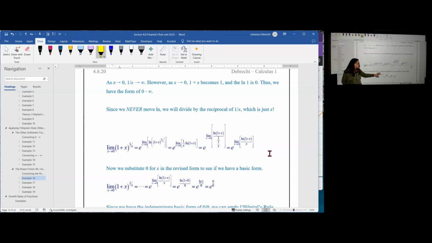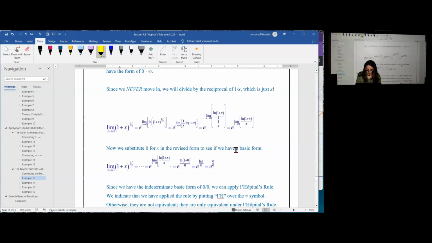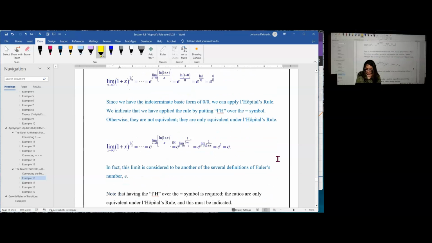We again substitute 0 for x in the revised form to see if we have a basic form. The natural log of 1 plus 0 is again going to give us 0. And in the denominator, we simply have x, which is 0. This means that we have e to the 0 over 0, which is a basic indeterminate form. Because we have a basic indeterminate form, we can apply L'Hopital's rule.